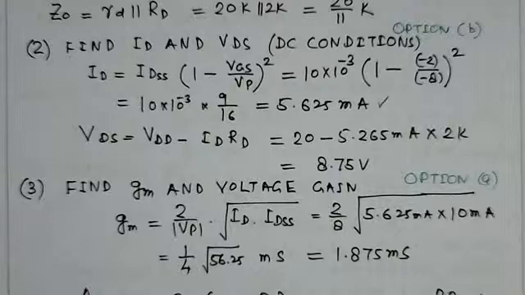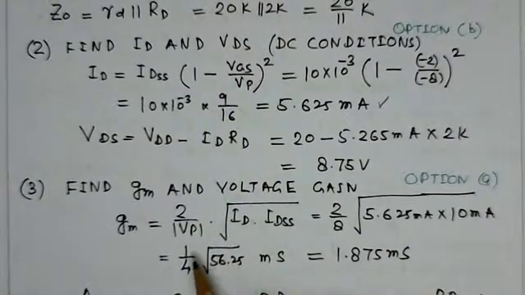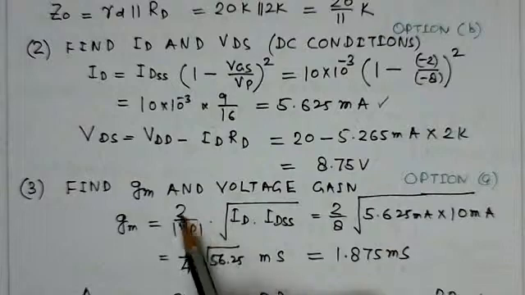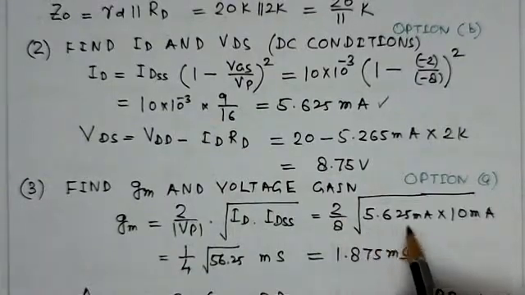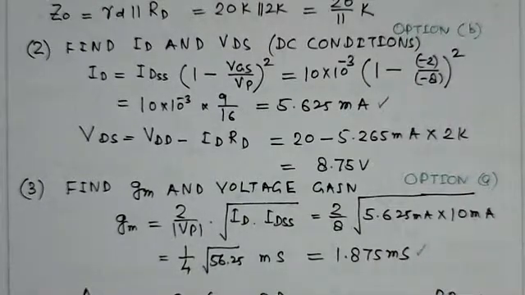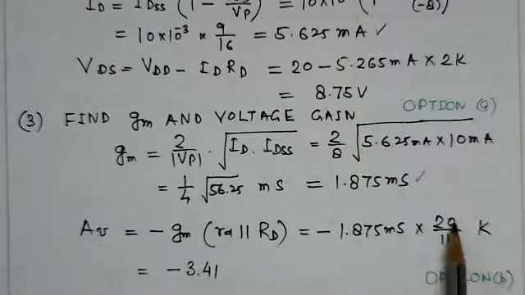Now if you see part 3, we have to find gm and the voltage gain. The value for gm you can find through this relation, 2 over the magnitude of VP times IDSS. So this is 2 by 8 times 5.62, all the values are known to us. This comes out to be 1.875 millisiemens, and the value of gain we can find, that is minus gm times RD in parallel with RD. So this is 20 by 11 K. So this comes out to be a gain of minus 3.41, and that corresponds to option B.